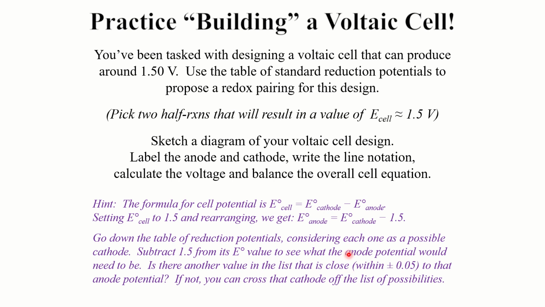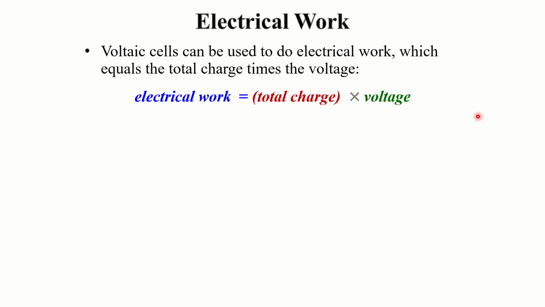If not, you can cross off that cathode. I don't have the answers written out here because there are multiple possible answers. I would just encourage you to try this as a useful exercise to make sure that you're comfortable with cell notation. But we're going to keep it moving, and move on to a slightly different topic, but still related. This is called electrical work.